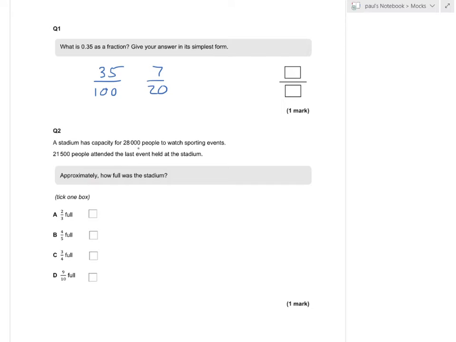A stadium has capacity for 28,000 people. 21,500 attended the last event. Approximately how full was the stadium? Okay, so 28,000 people. Oh, no, hang on. 21,000 people out of that. So let's round that bit up. So we're just going to have 21 out of 28. Divide by 7. So that's 3 over 4. So 3/4 full.